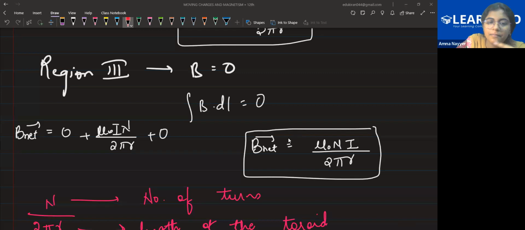Yes, I didn't understand the question. Circumference, right. So it's circumference, not area. So n by 2 pi r is the circumference. That means 2 pi r is the circumference. Circumference means length of a circle. So number of turns is n. Length of the circle is 2 pi r. Number of turns per unit length, same thing. Right?